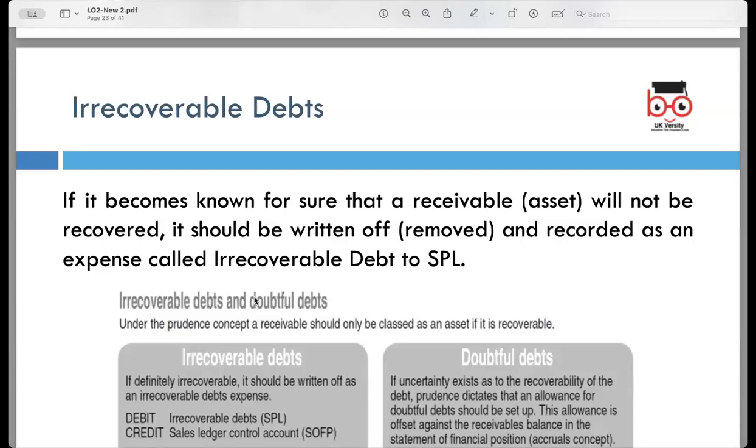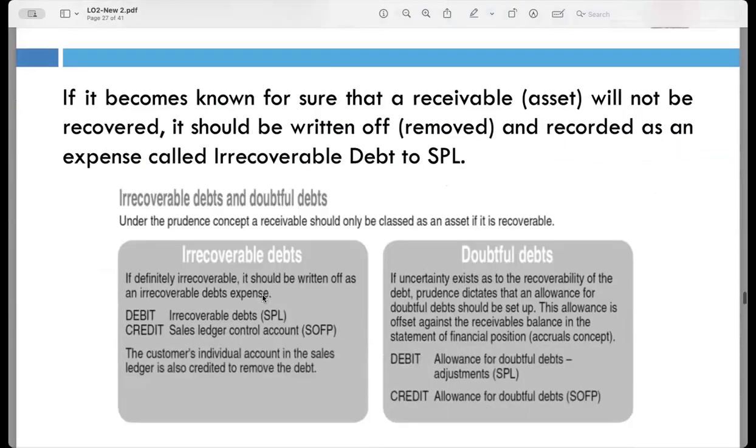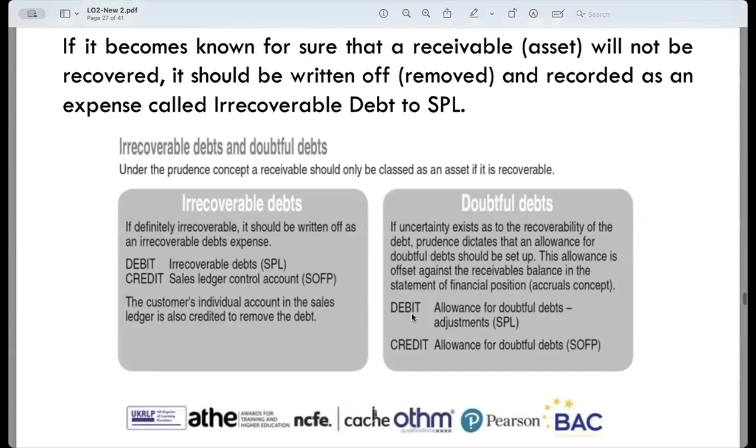So irrecoverable debts are debts that are confirmed as unrecoverable. They are written off from the receivables and expensed in the statement of profit and loss. This process reflects the conservative approach to recognizing losses on bad debts. Then you can see doubtful debts. So debit irrecoverable debts and credit sales ledger accounts.